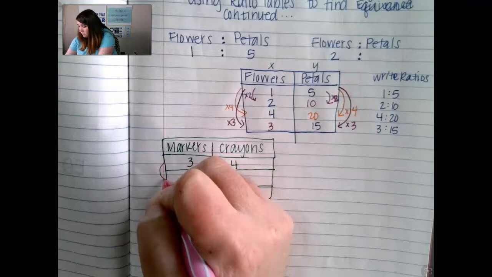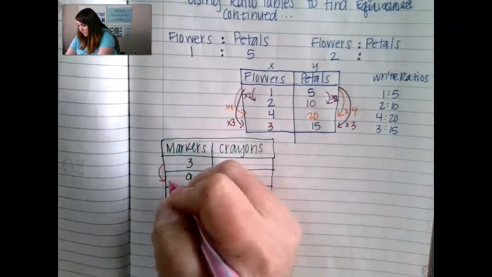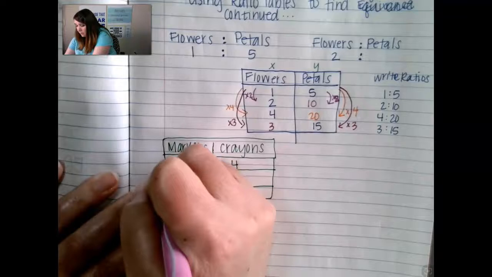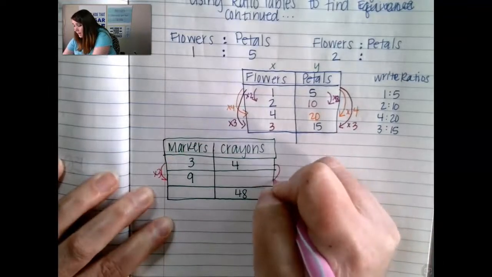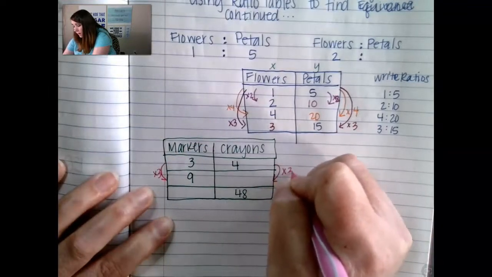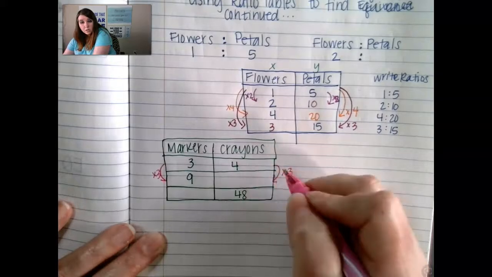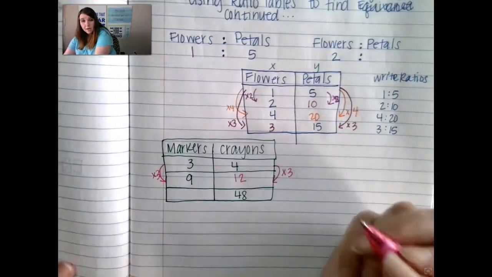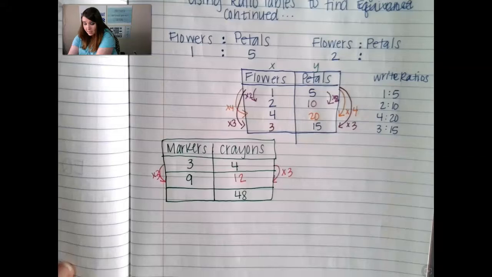So how do I get from 3 to 9? To get from box 1 to box 2, I had to multiply by 3. So on this side, I'm also going to multiply by 3. 4 times 3 is 12. Okay, now let's look at this box.